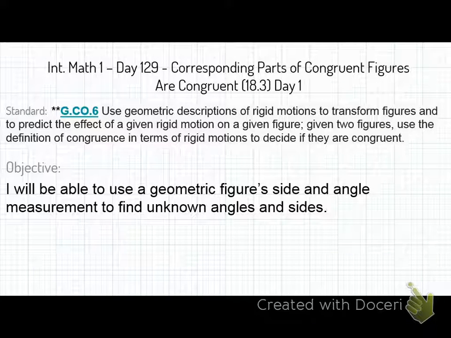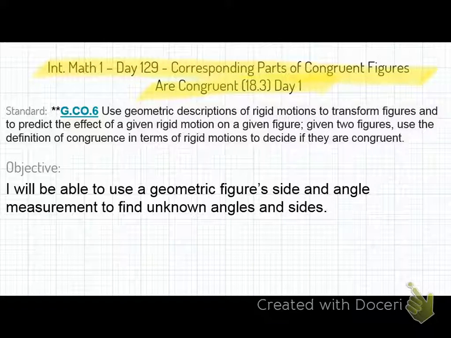Alright kids, this is lesson for day 129. We're going to talk about corresponding parts of congruent figures. So we can make assumptions when things are congruent. For example, all our tables are congruent. Okay, I put you all into congruent groups.